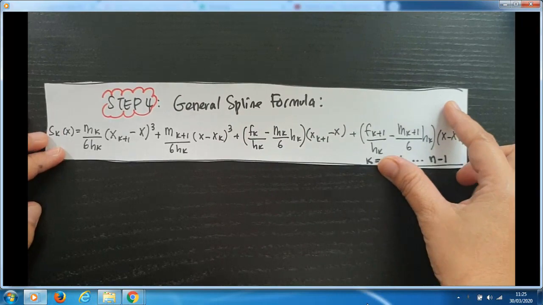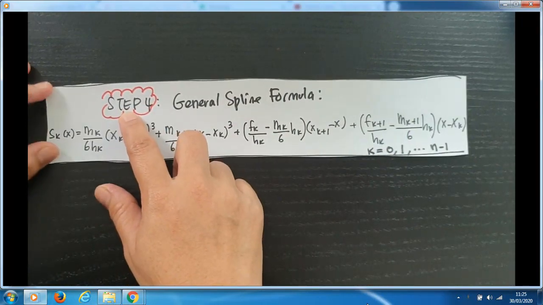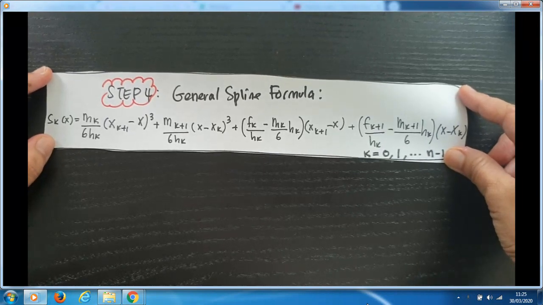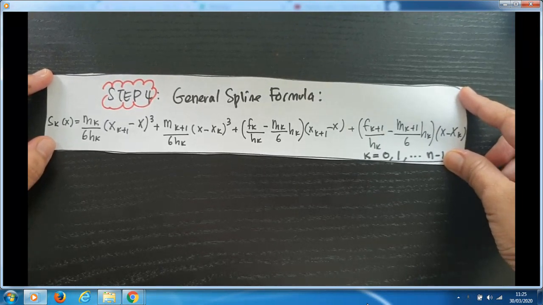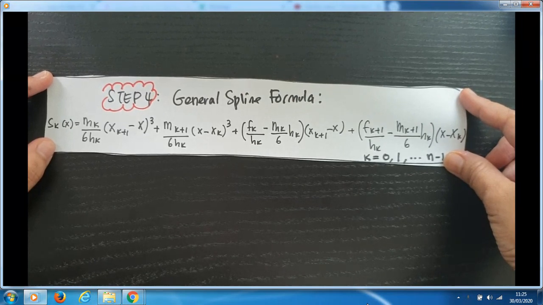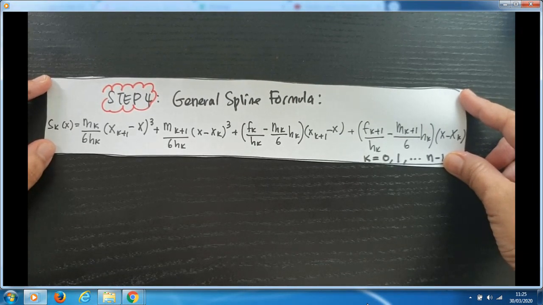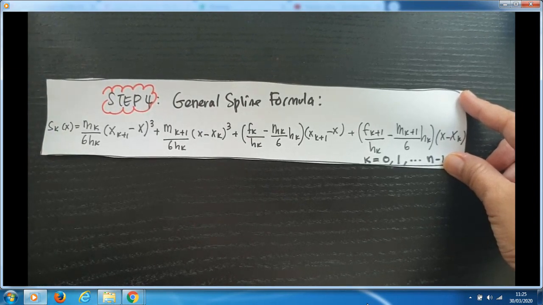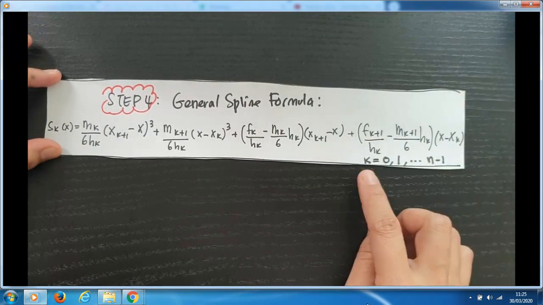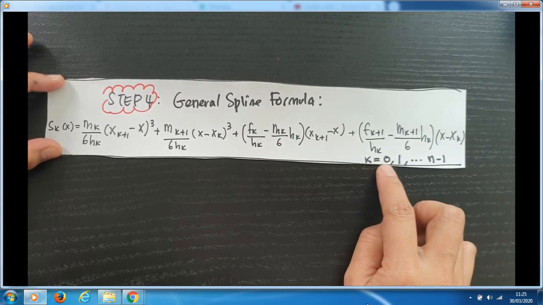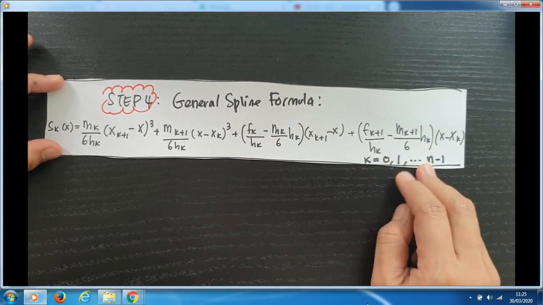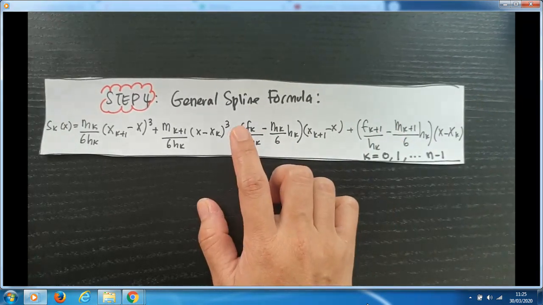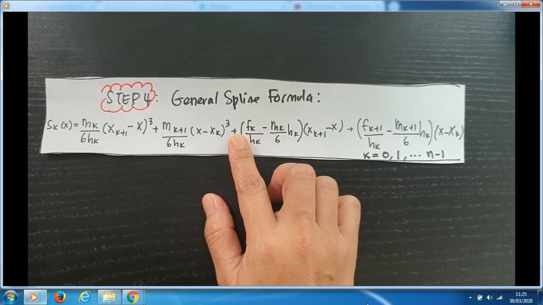Okay, so you go back to my slide. On step 4, I have already mentioned the spline formula. So this is the general spline formula. What you need to do is develop the spline formula for each spline that you have in the graph, using this formula by replacing the k value equal to 0, 1 until n minus 1. Okay, this is the first formula that you're going to use.